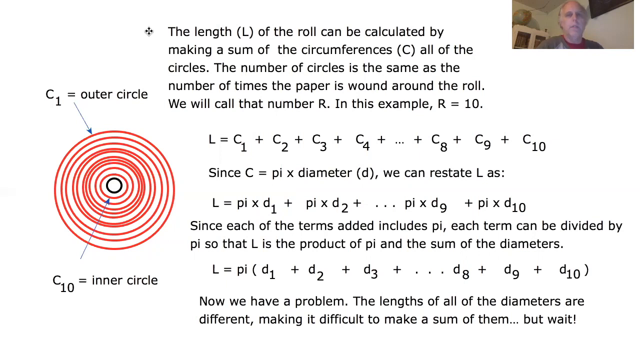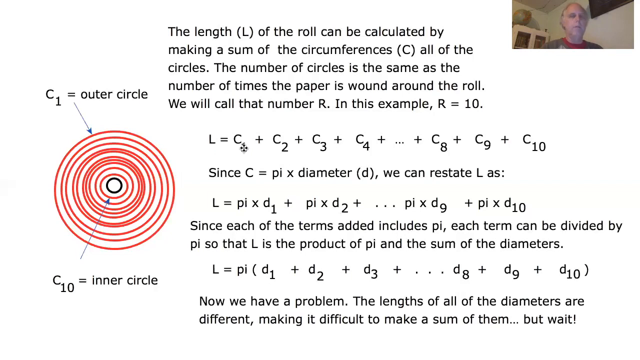The number of circles is the same as the number of times the paper is wound around the roll. We will call that number R. So in this example, R is equal to 10. So again, the number of circles here, 10 in this case, would be equivalent to the number of times the paper is wound around the cardboard tube. So in this case, it would be wound around 10 times. That's the same as these 10 circles. Then we give the capital letter R to indicate that number of times that it's wound around. So in order to calculate the entire length of the roll, we could use the following formula.